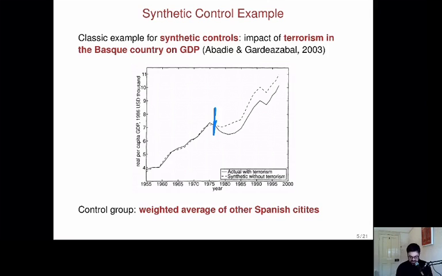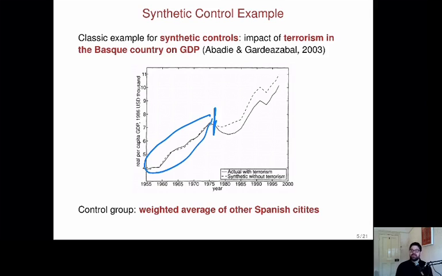So what you see here is that the solid line is the GDP of the Basque Country. And the dashed line is the synthetic control, as in that's the counterfactual of what would have happened to GDP in the Basque Country had it not been for that terrorism. And you can see that through the algorithm, they manage to match here in the pre-period the actual trend in GDP very, very well.